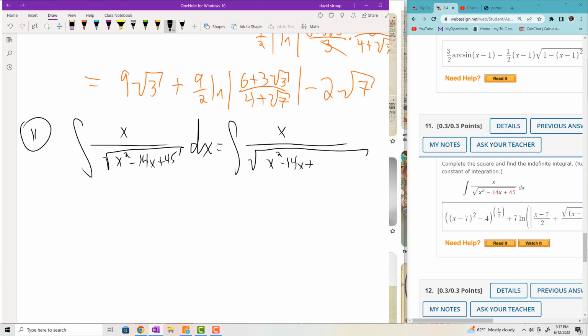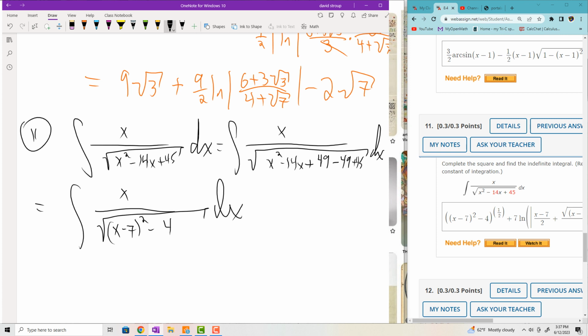So it'd be 7 over 2 squared is 49, right? Sorry, 14 over 2 is 7, and then 7 squared is 49. Then you immediately subtract 49 and add the 45 that was already there. So I have the integral of x all over the square root of (x minus 7) squared minus 4 dx.